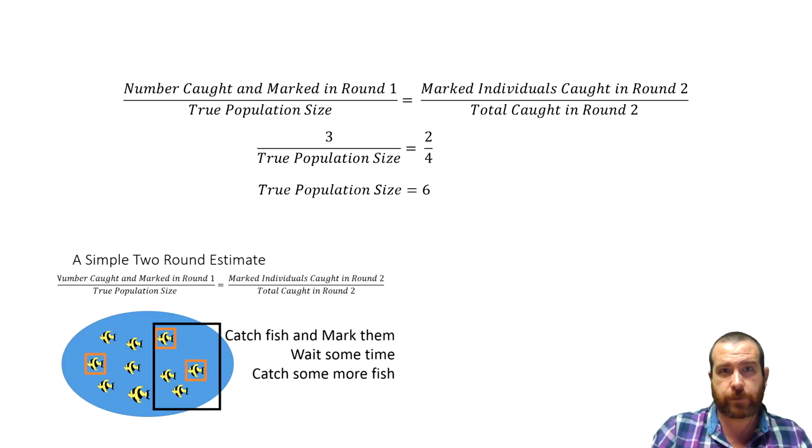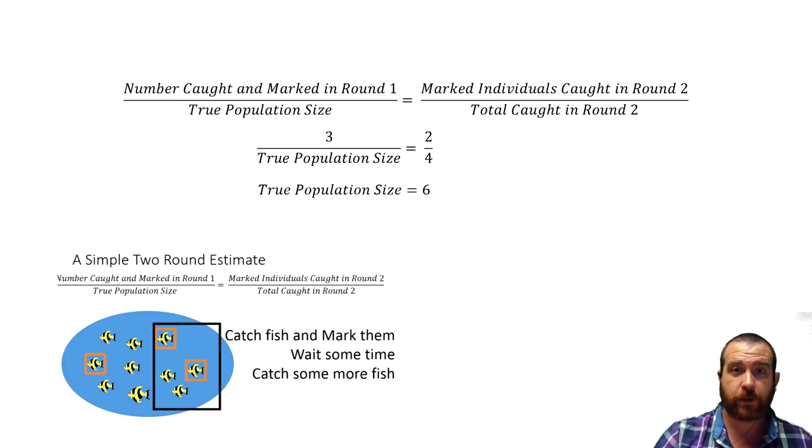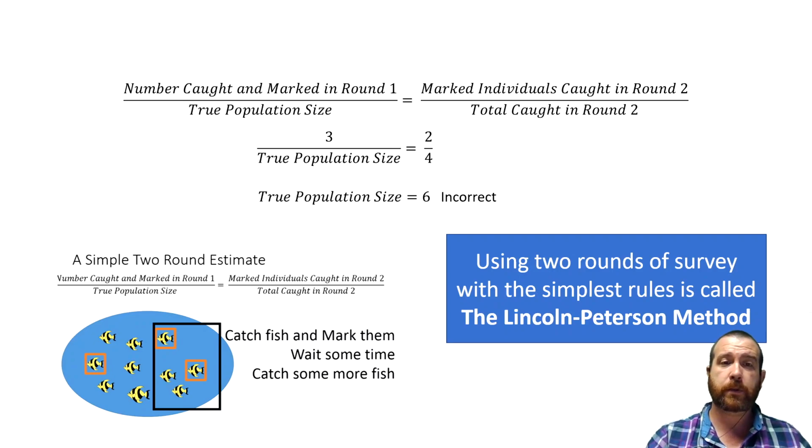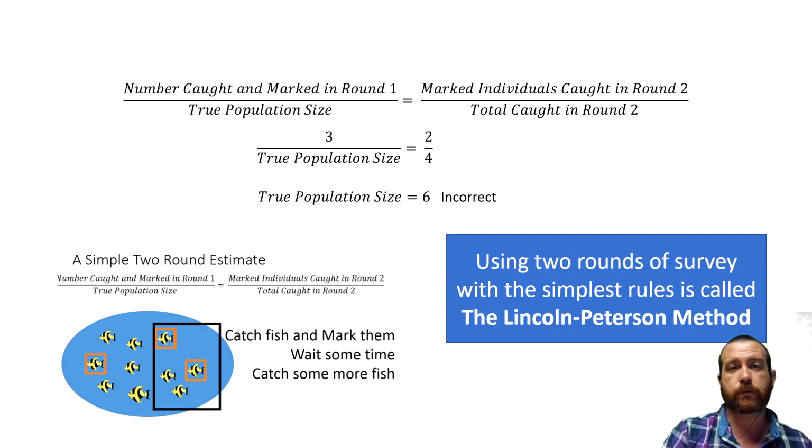It's not actually 6 individuals. We're wrong, right? Our two round estimate of the population size is wrong in this case. We've underestimated the population size. It's incorrect. This sort of method is best used if you're catching a larger percent of the population, and in doing so, you have a better guess at how many individuals are actually really in that population.